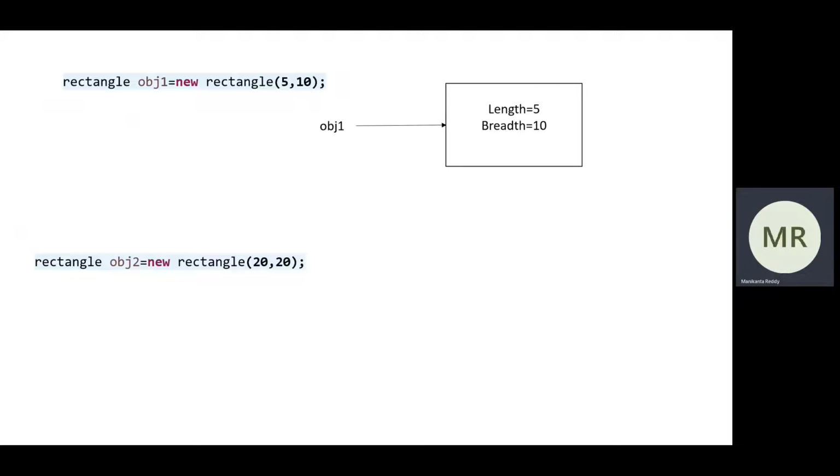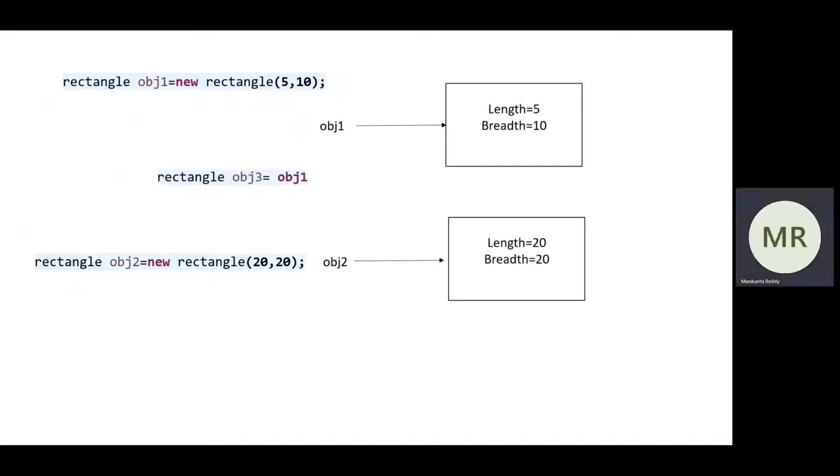Since I have used new Rectangle, I'll have a separate object 2 which is pointing to a different memory location where its length and breadth are stored. But now let me create object 3 of Rectangle type, and I assign it to object 1. If it were a primitive data type, object 3 would be created with a separate memory location, and object 3 and object 1 would have worked independently.